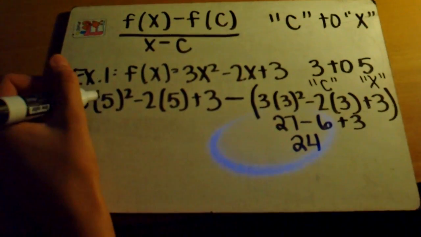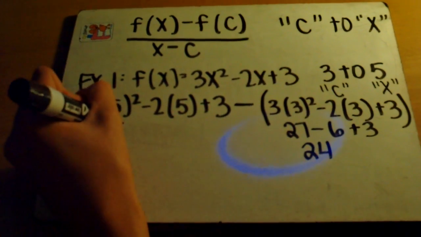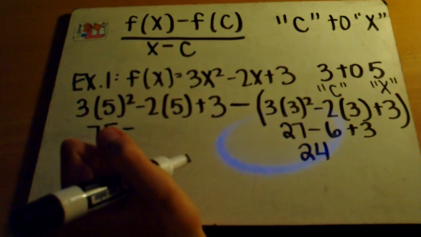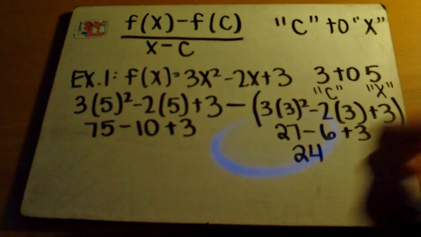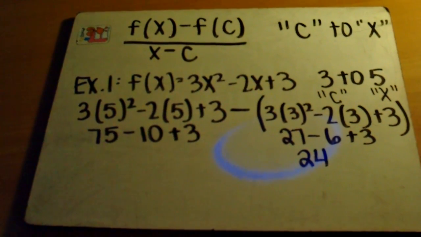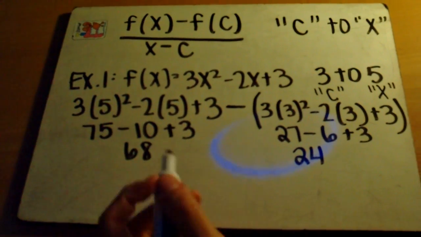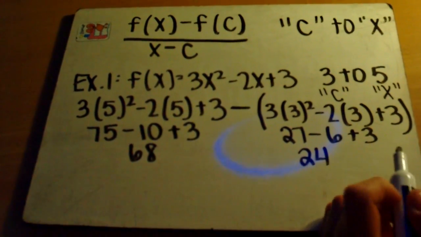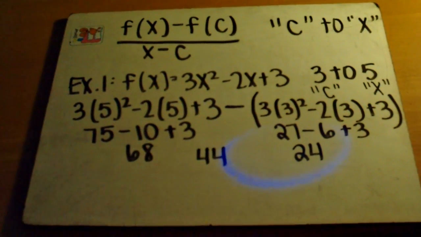Now let's simplify this side. 5 squared is 25, times 3 is 75, minus 2 times 5 is 10, plus 3. Now 75 minus 10 is 65, plus 3 is 68. So now we have 68 minus 24, which equals a grand total of 44.